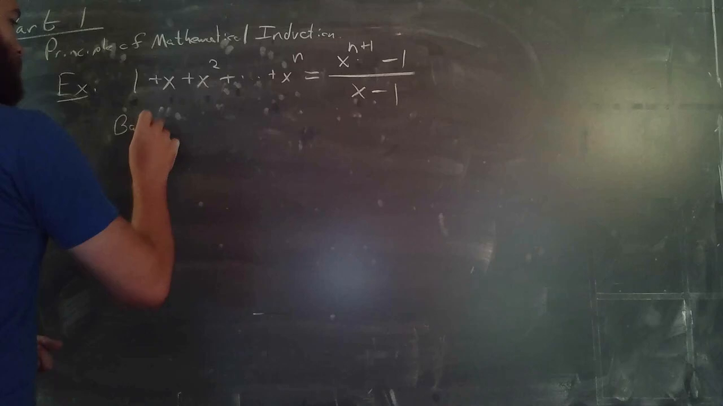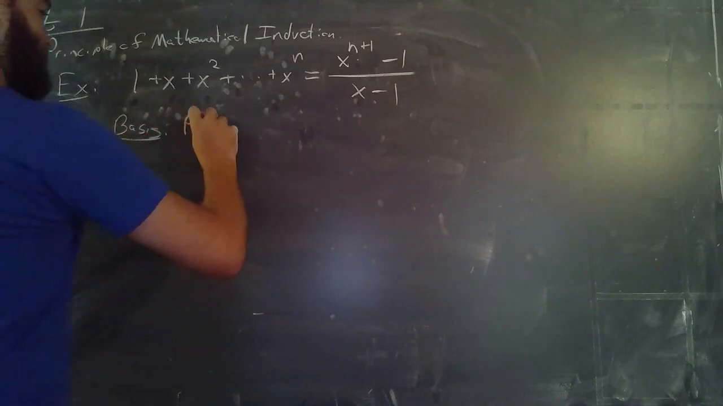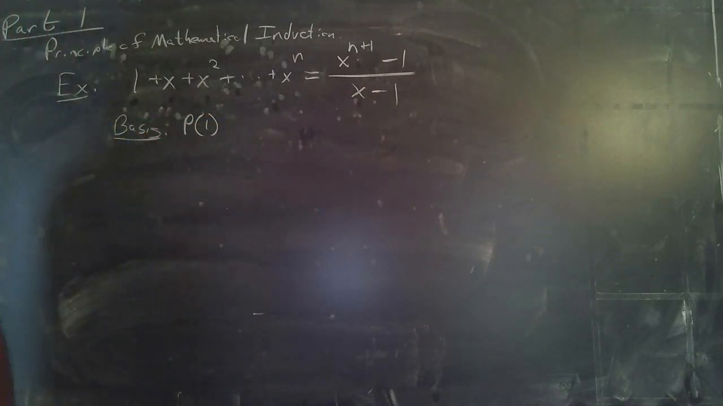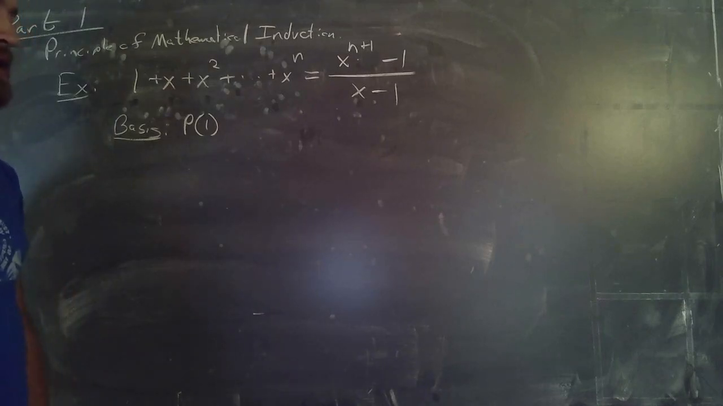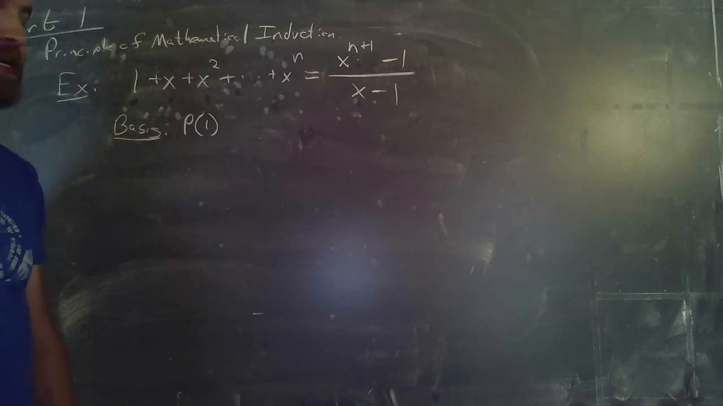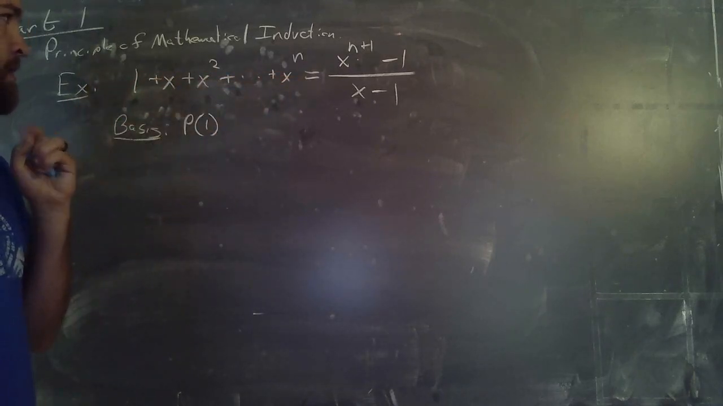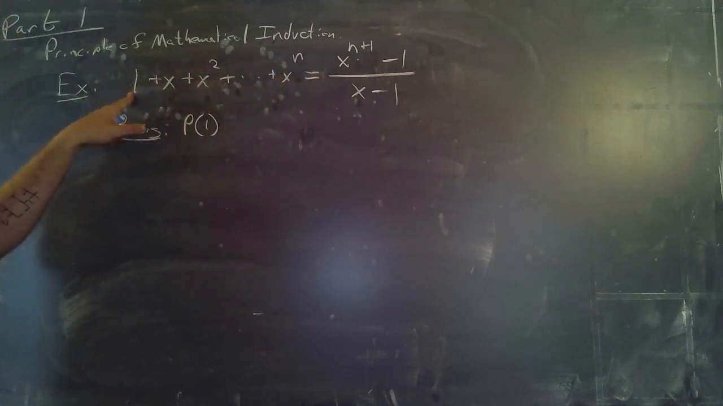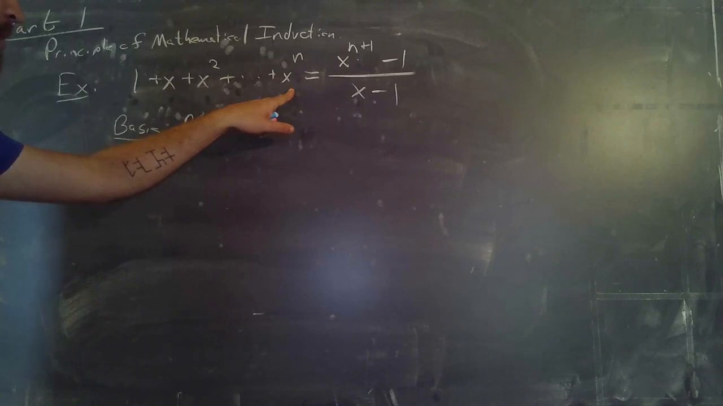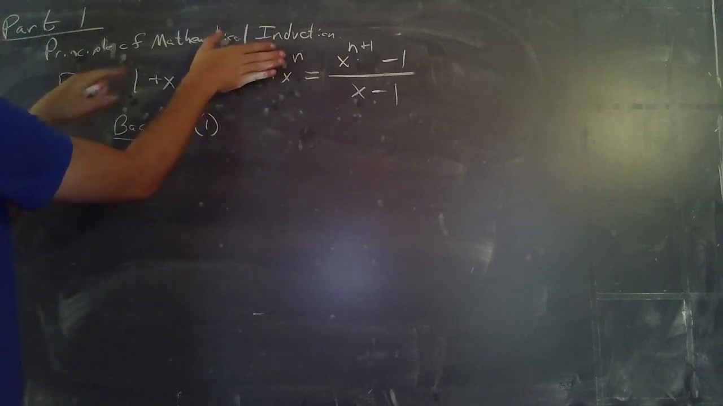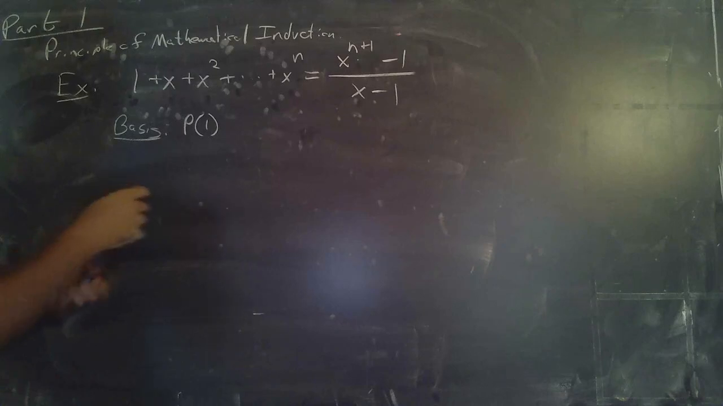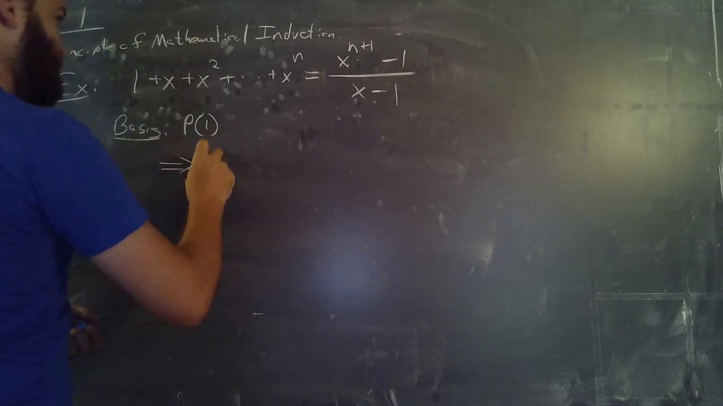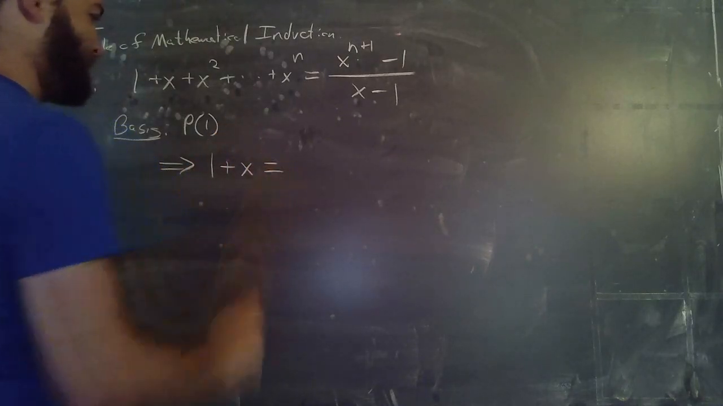So the first step in mathematical induction is to establish what we call the basis, that is, that P of 1 is true. Now notice that when we look at the left-hand side, we have this long expansion here. Well, if n is equal to 1, then notice that's just 1 plus x to the power 1, which is actually just this part of that statement right there. So P of 1 will give us that we have 1 plus x on the left-hand side.